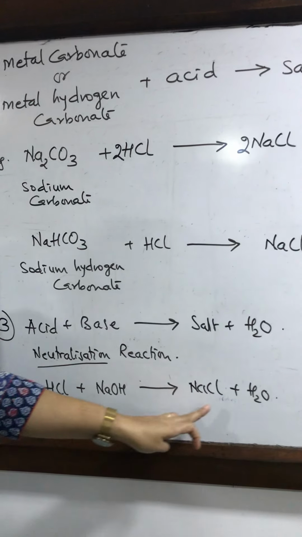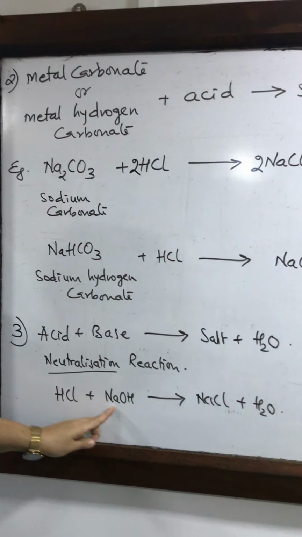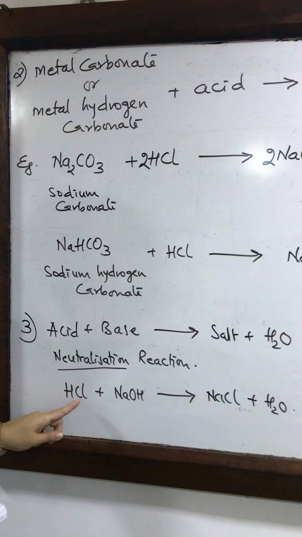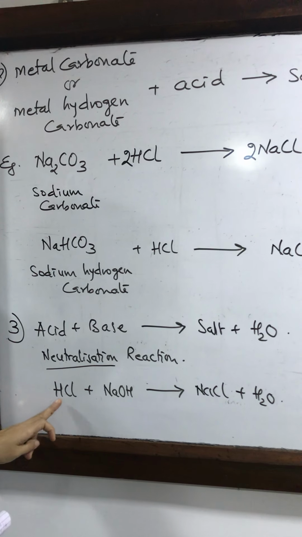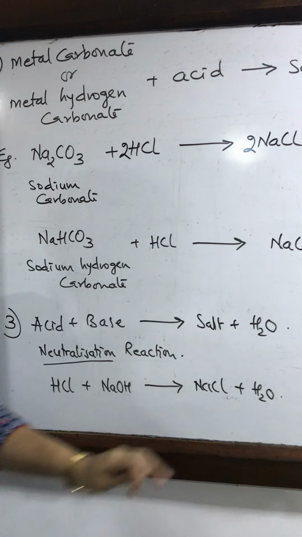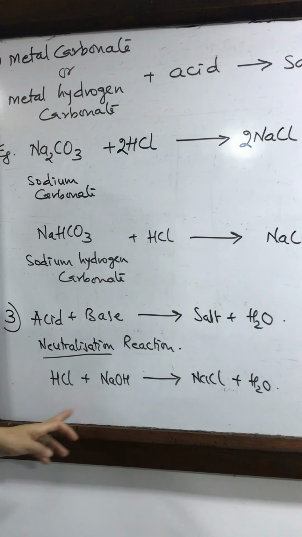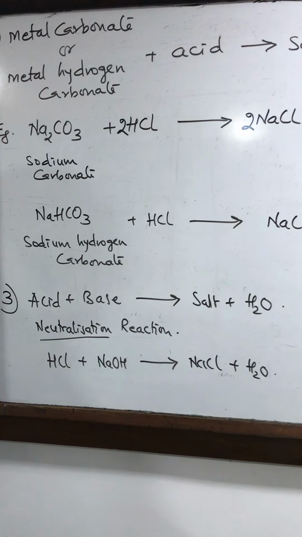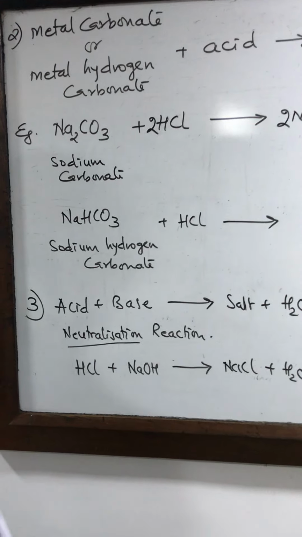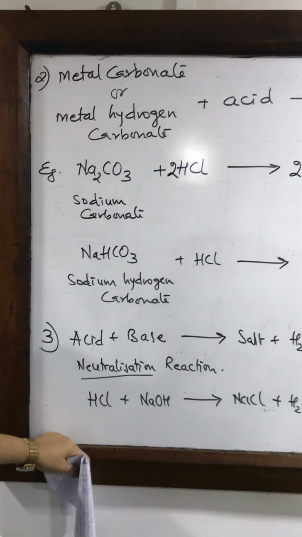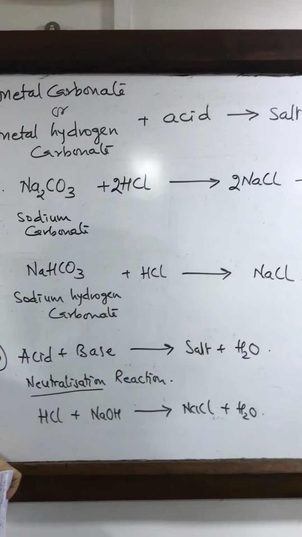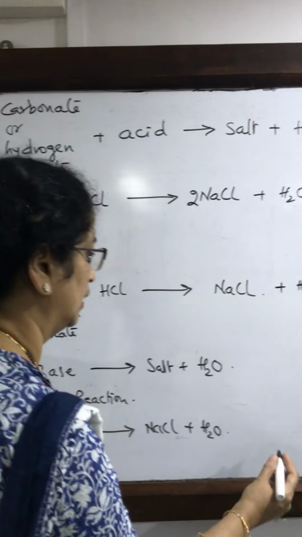If you look at the equation very carefully, then on both sides we have 1 sodium, we have 1 chlorine, we have 2 hydrogens on both sides of the equation and 1 oxygen. This is a self-balanced chemical equation. Let us take one more example of neutralization reaction.